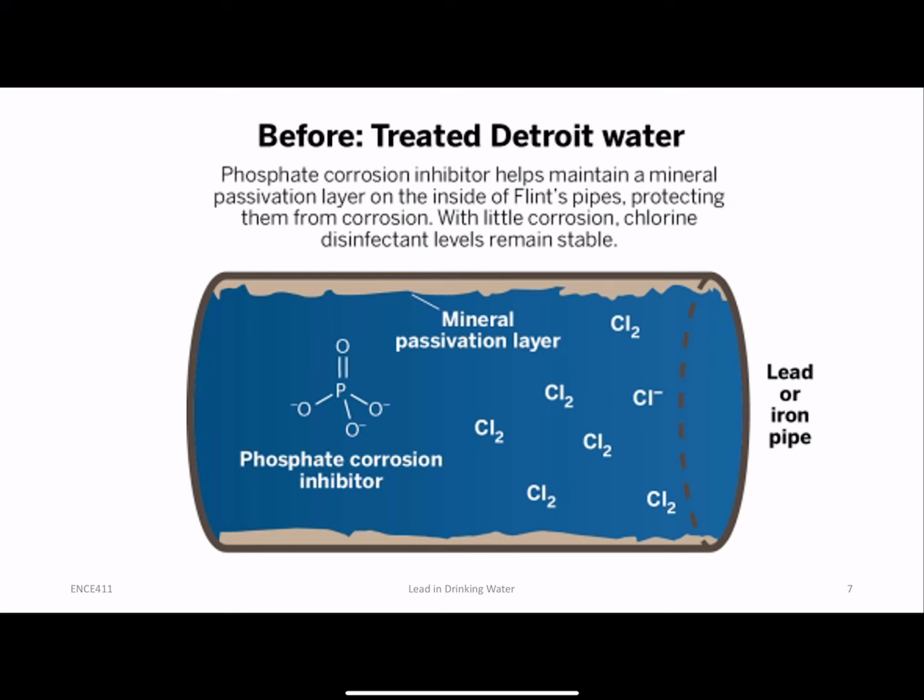So this was what Detroit was doing before. Detroit was adding phosphate to the water, and the phosphate reacts with the lead of the pipes, forming a scale on the inner surface of the pipes, like this. And this scale is protecting the pipe. So the pipe is not exposed directly to the water and to the bleach and other compounds in the water that can corrode the pipe. This is what Detroit was doing, but Flint stopped doing that, and that's why they had problems.